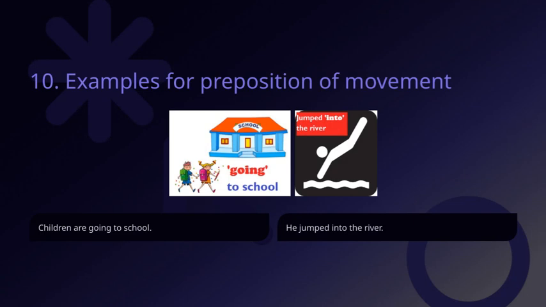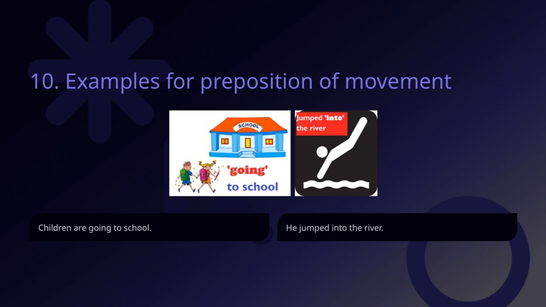First, we have "he jumped into the river." Notice how the preposition into shows the direction of movement, indicating that he moved from outside to inside the river. It's a great way to specify where someone or something is going. Next, we see "children are going to school." Here, to is used to show the destination of their movement. It tells us where the children are headed.